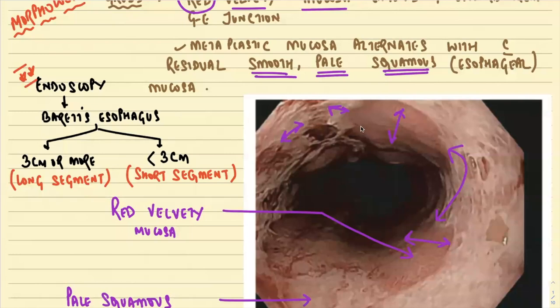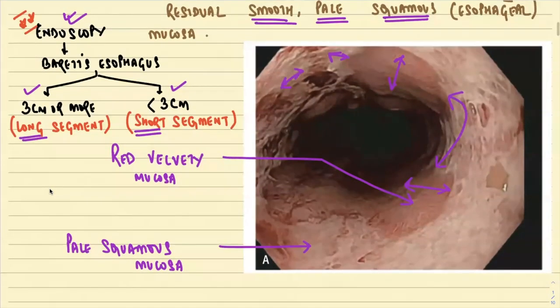By endoscopy, Barrett's esophagus can be classified into two types. If the length of the Barrett's esophagus is less than 3 centimeters, we call it short segment Barrett's esophagus. If it is 3 centimeters or more, we call it long segment Barrett's esophagus. So this is how we classify Barrett's esophagus, and this is how by endoscopy you look at it.